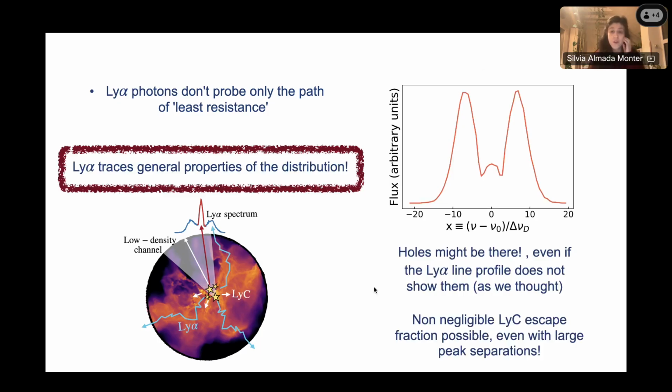So this implies that Lyman-α traces general properties of the distribution. For the connection with Lyman continuum, this might imply that there might be holes in there, even if the Lyman-α line profile does not show them. So in this case, we might expect to see this central fraction to be a bit larger, and then we think, oh, there is a hole there. But in reality, it might be that Lyman-α is hiding these holes. So this might be a reason why we can get large peak separations, but still non-negligible Lyman continuum escape.